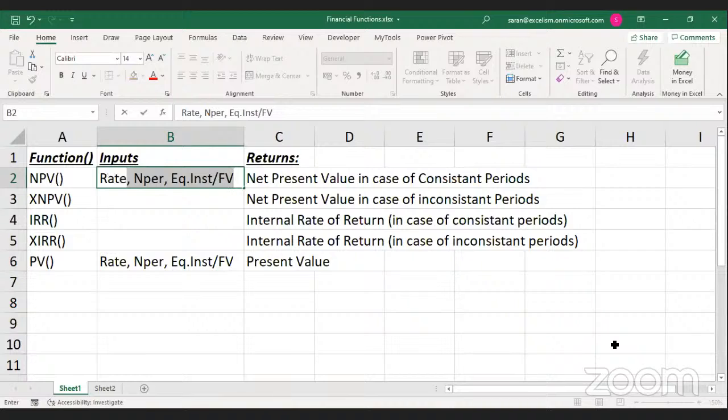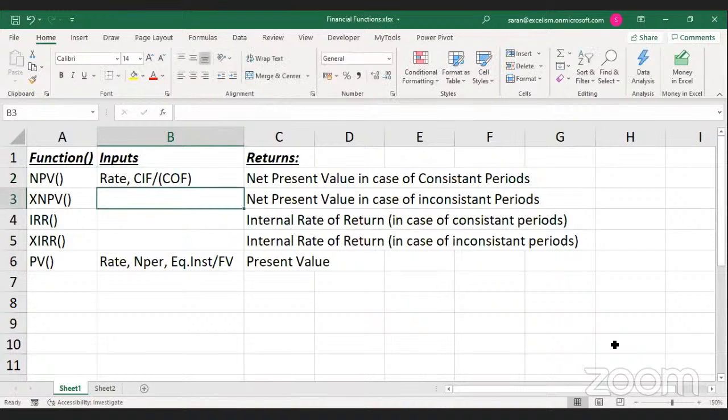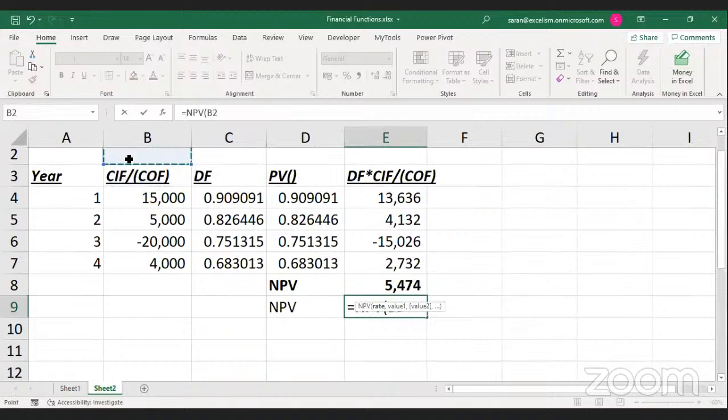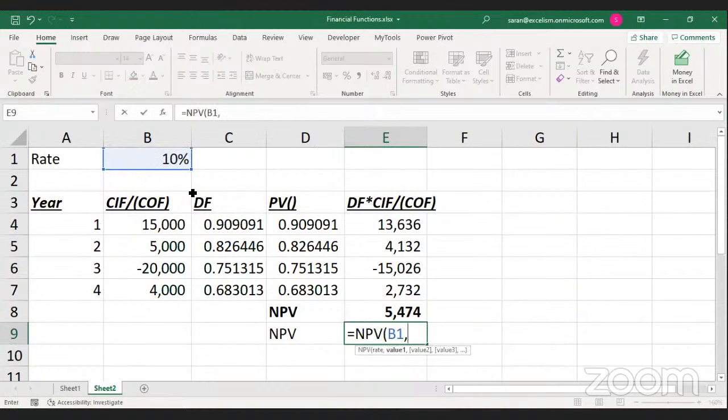There must be the rate and there must be cash inflows or cash outflows. Cash inflows have to be shown as positive, cash outflows have to be shown as negative. That's the reason I kept them in brackets. So let's go here. Equal to NPV. What is the first argument? Rate. So my rate is going to be 10%, comma.